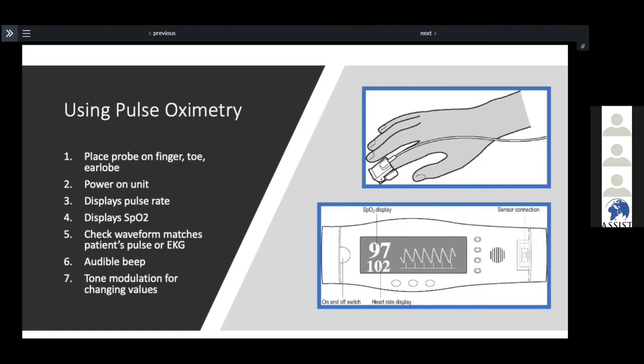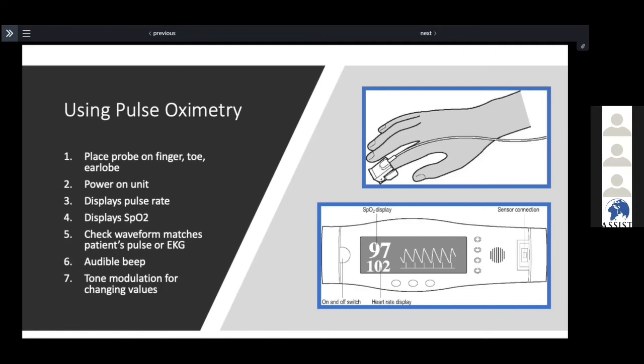The pulse oximeter comes with a probe and a computerized unit. The first step is to place the probe on the patient's finger, toe, or earlobe. In small children and infants, the probe may extend over the entire hand or foot. Next, make sure the unit is powered on. Some pulse oximeters require batteries or charging, so it is optimal to ensure adequate power to the device at all times. The pulse oximeter should display the pulse rate and the SpO2 or oxygen saturation.